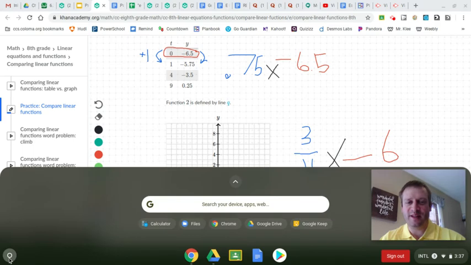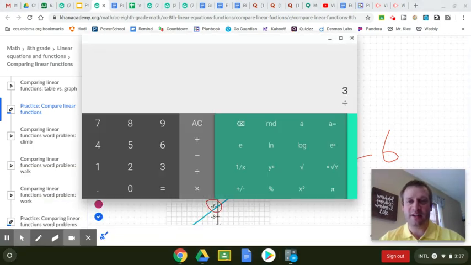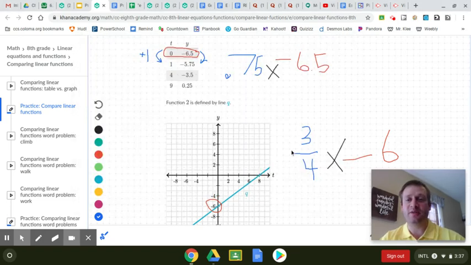For those of you who don't believe me, if I do 3 divided by 4 real quick on a calculator, it's 0.75. They're the same thing. So right here, slopes are equal.